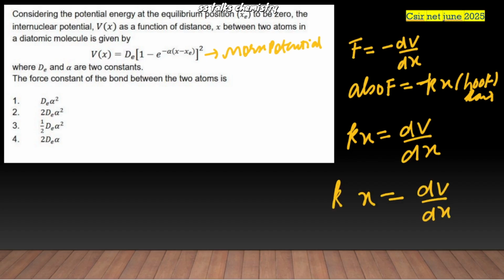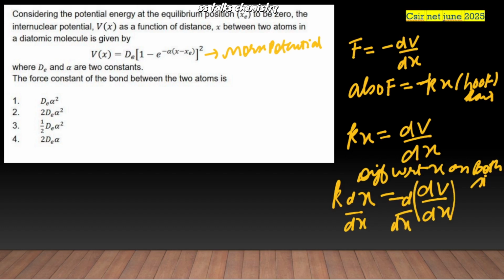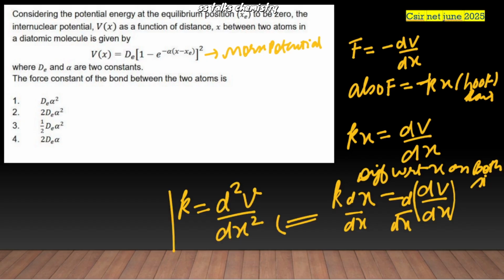We need the value of the force constant. So what you do is differentiate with respect to x on both sides. On both sides, we will be getting k dx by dx of it, and this will become d by dx of dV by dx. So that means on this side, the k value will be equal to d square V by dx square of it. That means differentiating the given potential energy with respect to x two times will give me the value of the force constant.